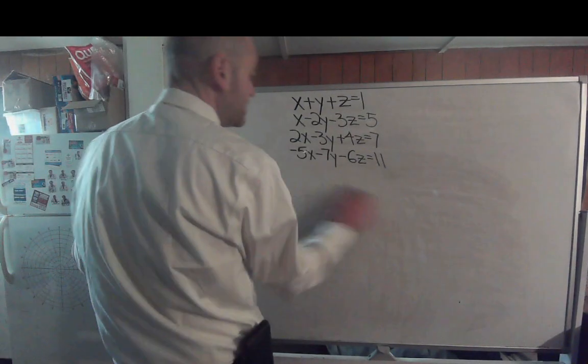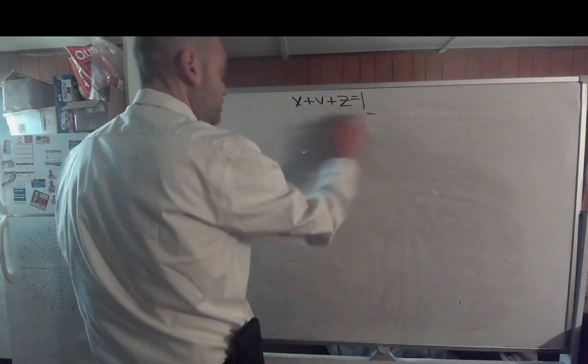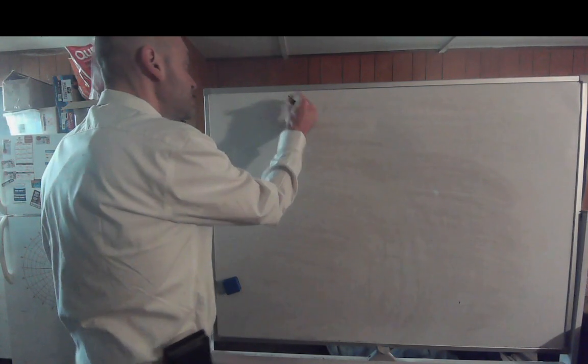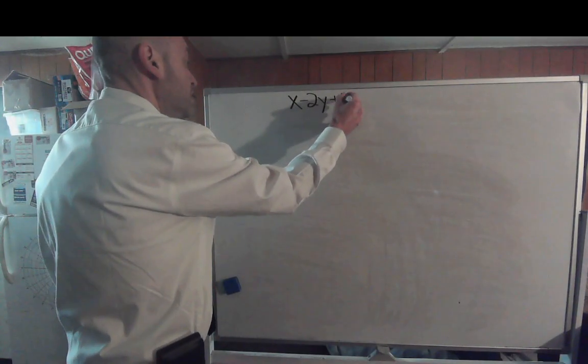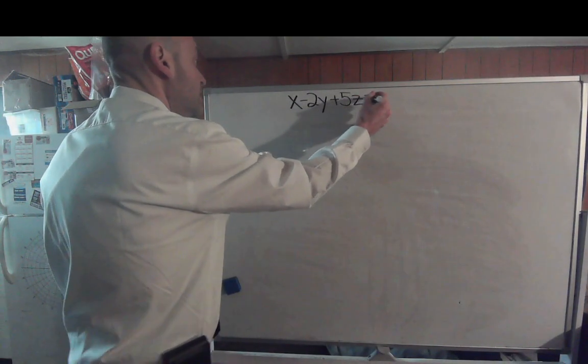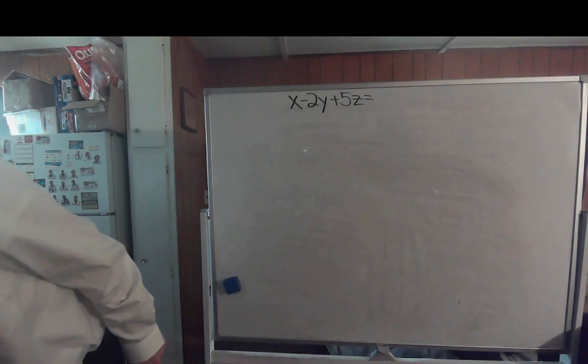Now, what if, on the other hand, we have fewer equations than variables? I have some good examples of that here. For example, we have x minus 2y plus 5z equals 2.